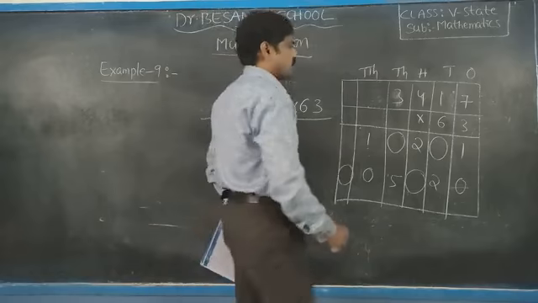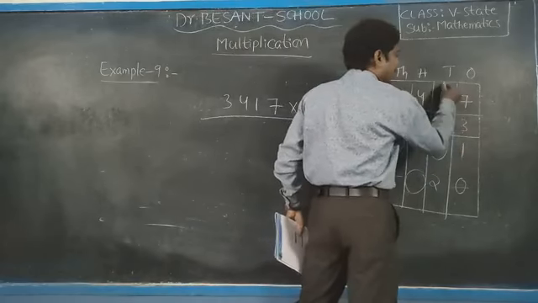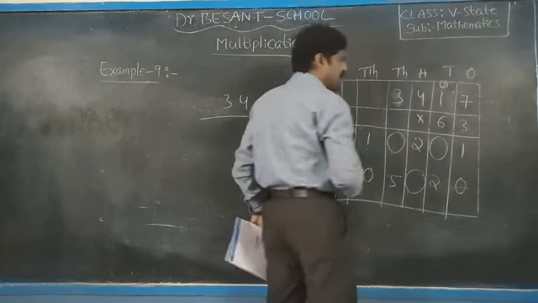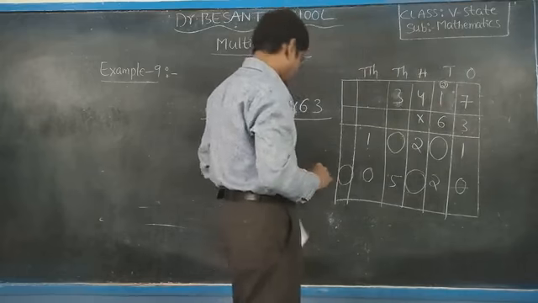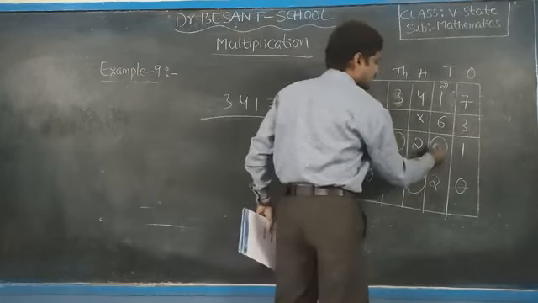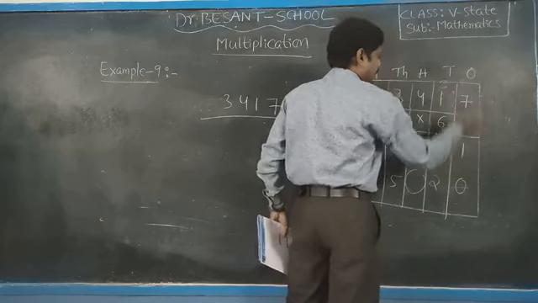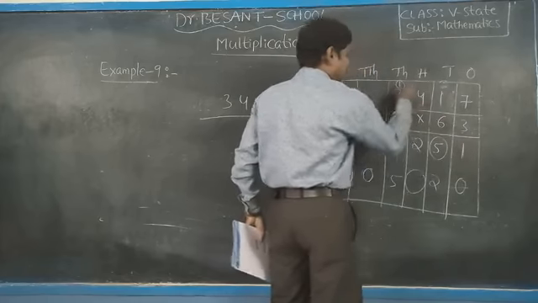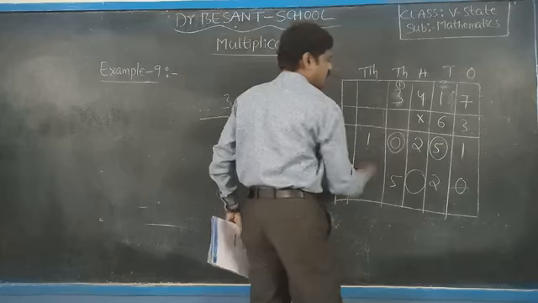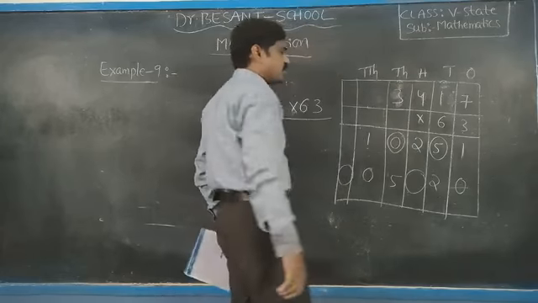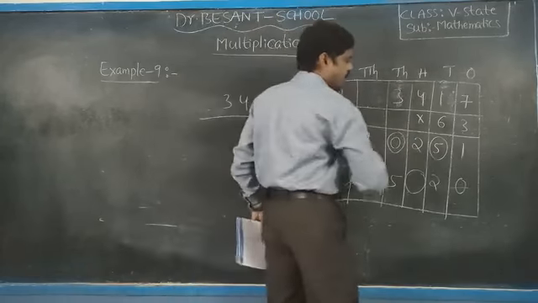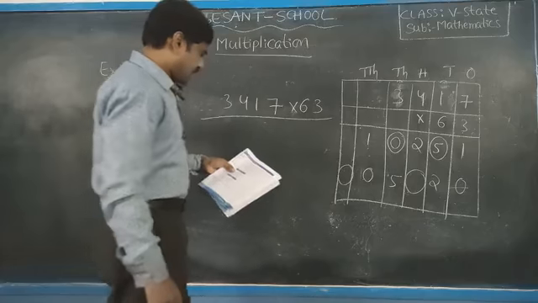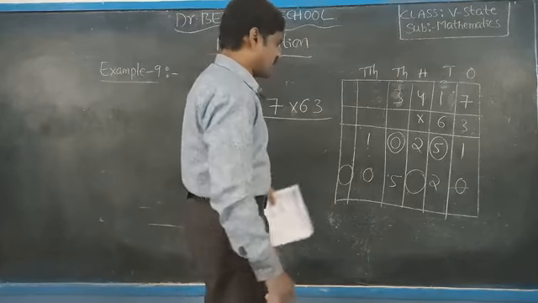Then first, 3 7s are 21, 2, 3 1s are 3, 3 plus 2, 5. So this is 5. Next, 3 4s are 12, 1, 3 3s are 9 plus 1, 10, so 0. So the first circle is 0. See here 0 and here 5. One more, here one circle and here one circle.